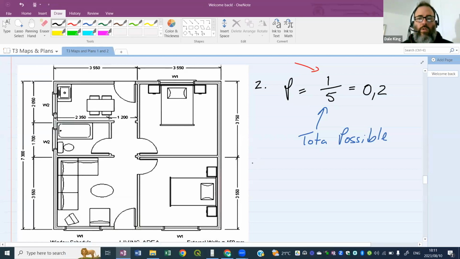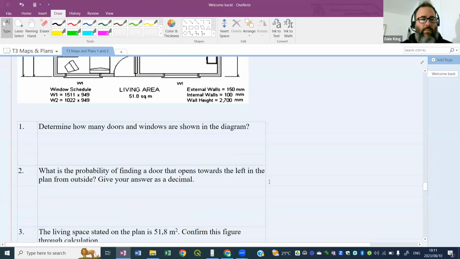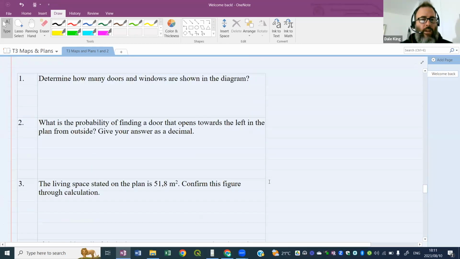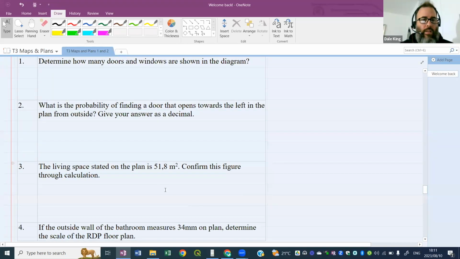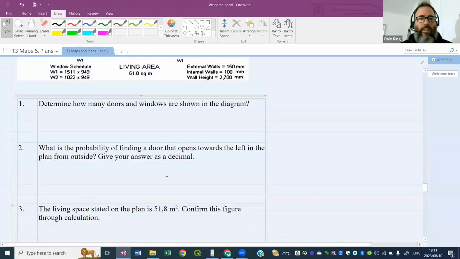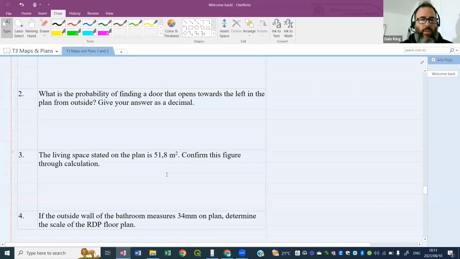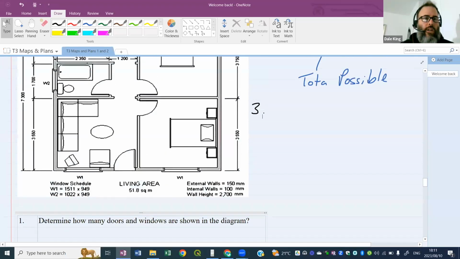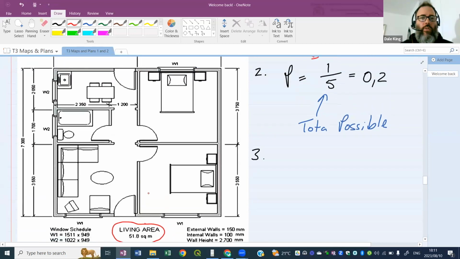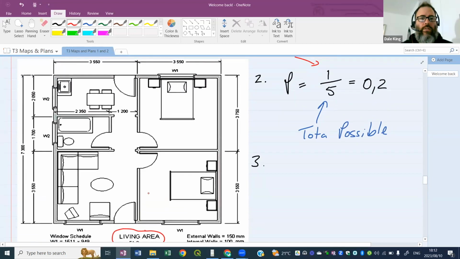All right, let's move on to question 3. Let's see what they've got for us. Question 3. The living space stated on the plan is 51,8 square meters. Confirm this figure through calculation. All right, what are they talking about now? Down here at the bottom, the living area or living space, they say is 51,8 square meters. We need to confirm this through calculation.